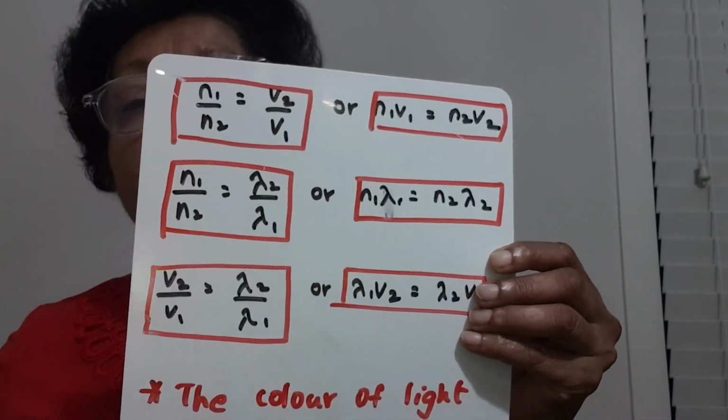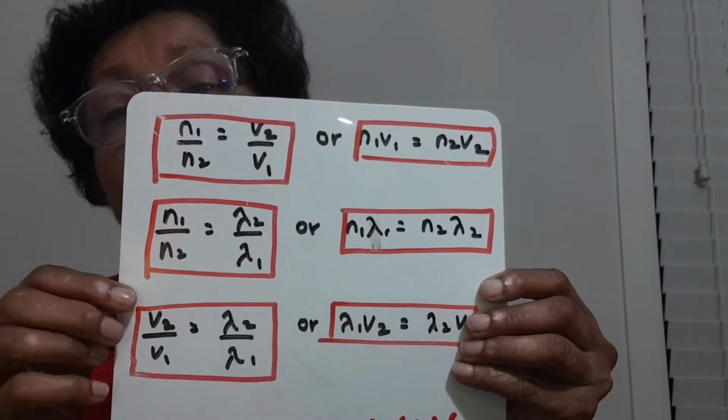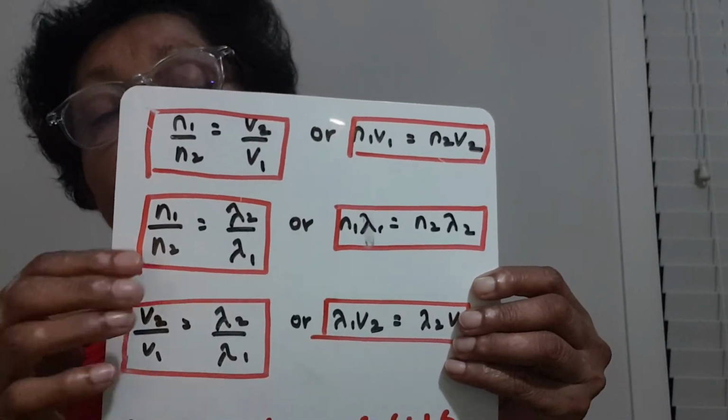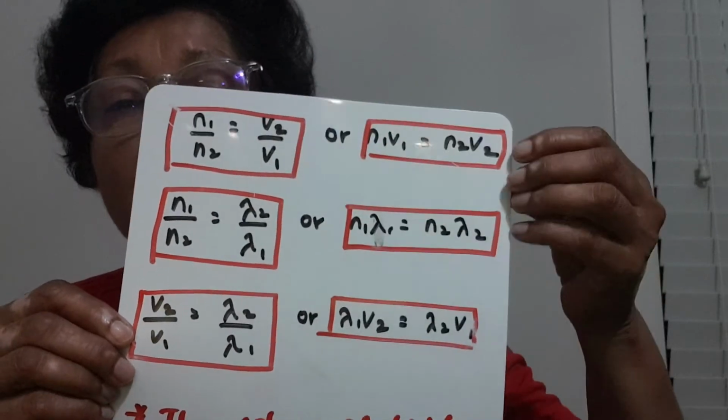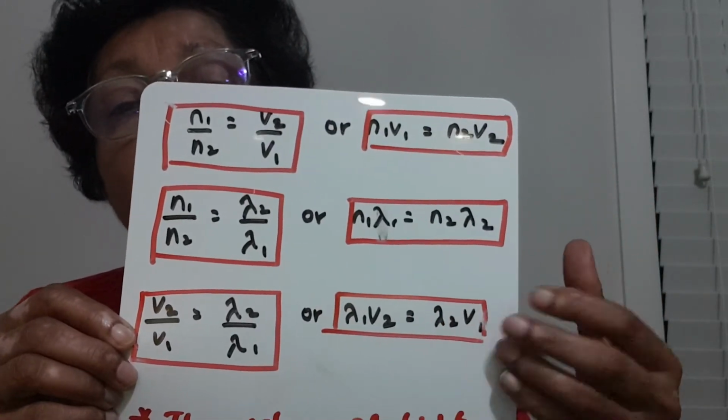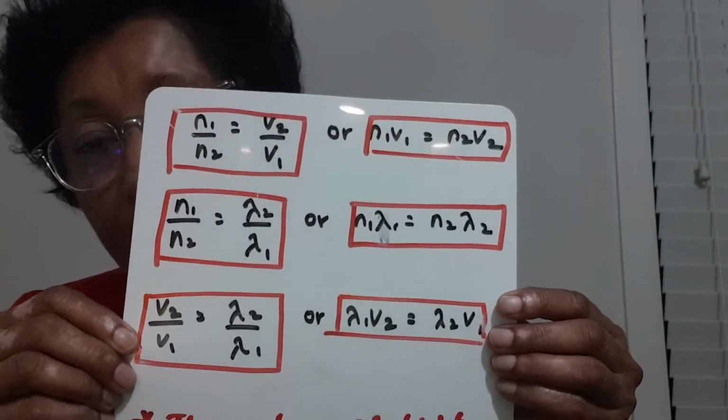Or you could combine refractive indices and wavelengths, or velocity and wavelength. So you can do any pairs and you can still solve problems depending on what is given. Usually 3 things are given and you have to find the 4th thing.